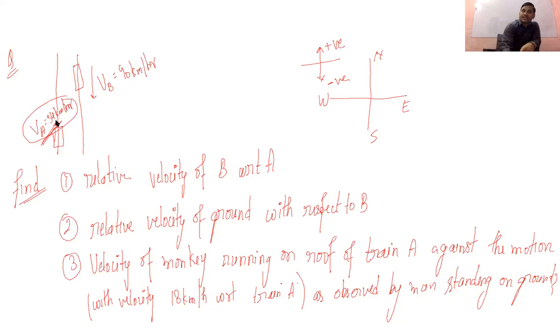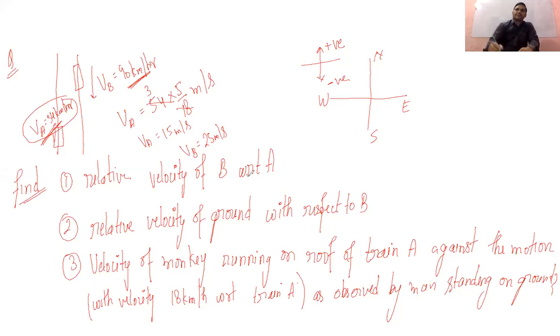You should convert 54 kilometer per hour and also 90 kilometer per hour into meter per second. How can you do this? By multiplying by 5 upon 18. So 54 multiplied by 5 by 18 will become 15 meter per second. And for the other one, I'm writing directly, 25 meter per second.